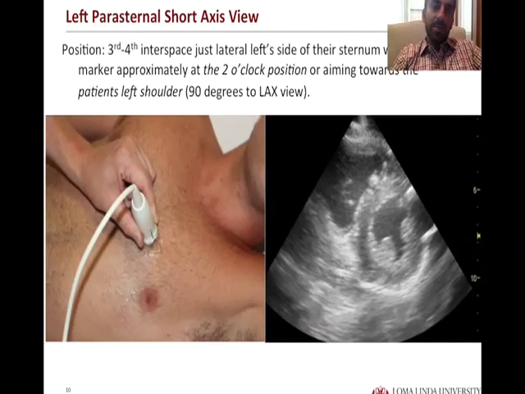So again, how do we obtain this view? Well, probe placement is the exact same: third to fourth rib space, with the footprint sitting right next to the left parasternal border. But now our indicator has rotated 90 degrees from that right shoulder, now gone to the left shoulder, or the 2 o'clock position. And again, now we've simply gone from a long axis cross-section of the LV to a short axis cross-section.